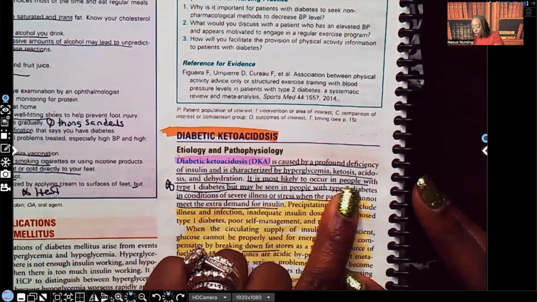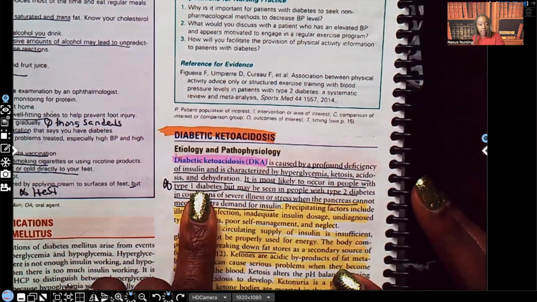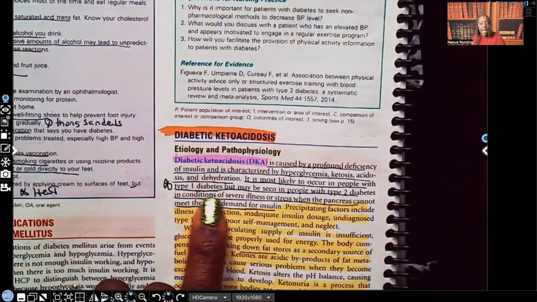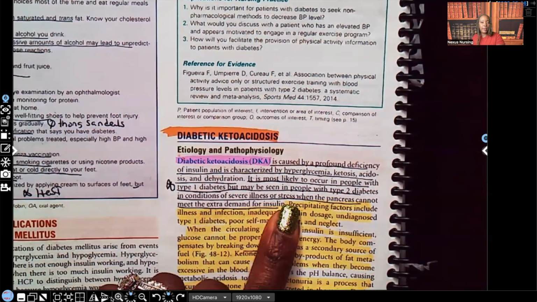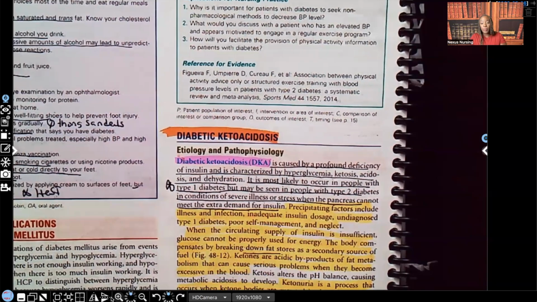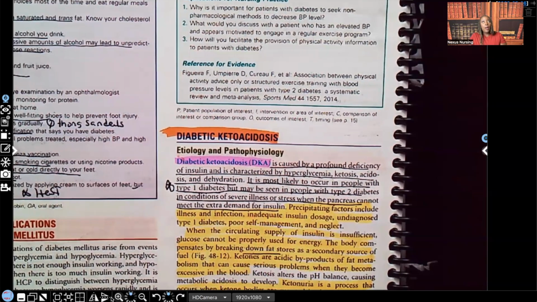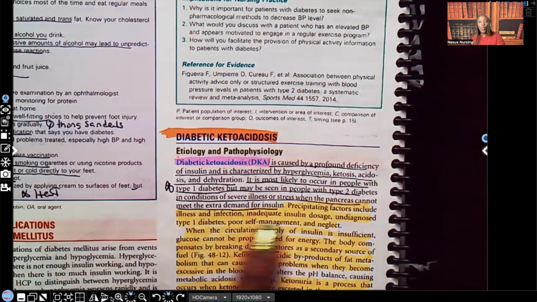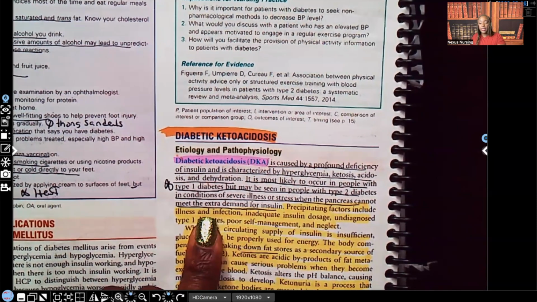It's most likely to occur in people with type 1 diabetes, but it can be seen in people with type 2 diabetes if their condition is severe enough, if that pancreas is stressed enough, because remember, the pancreas is responsible for producing and shooting out that insulin. Okay, precipitating factors include, so what can bring on DKA?